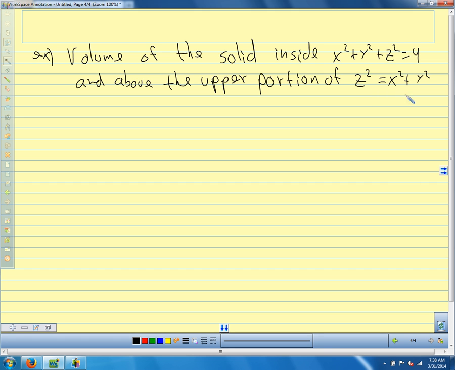And we want above the upper portion of z squared equals x squared plus y squared. In the xz plane, we get z squared equals x squared. So we take the square root of both sides, we get z equals plus or minus x. So this is a cone. So we want the volume inside the sphere above this cone, the upper portion of the cone.